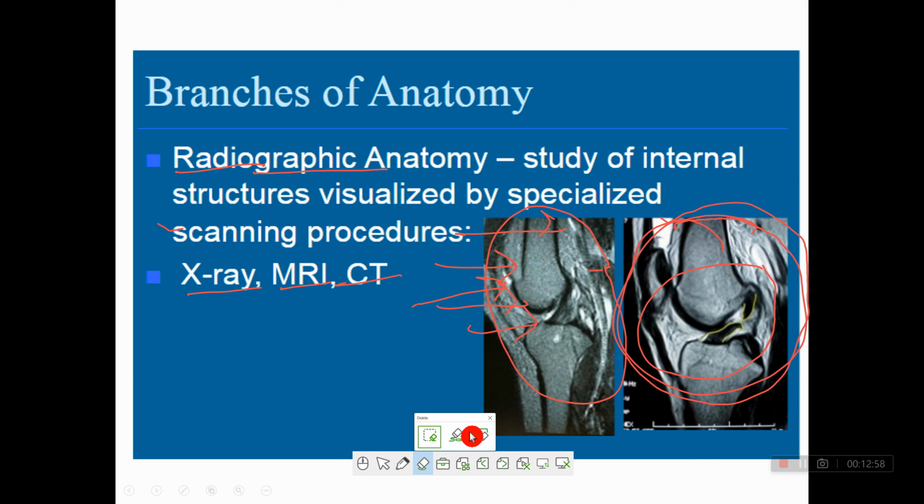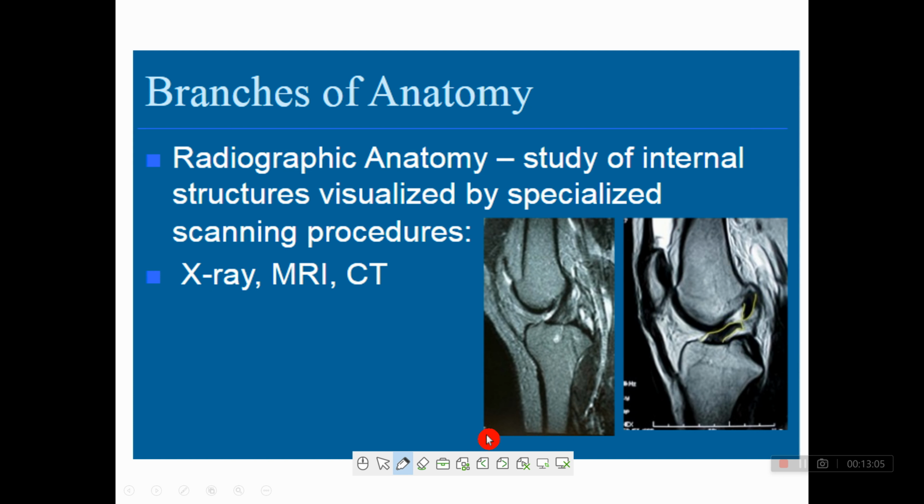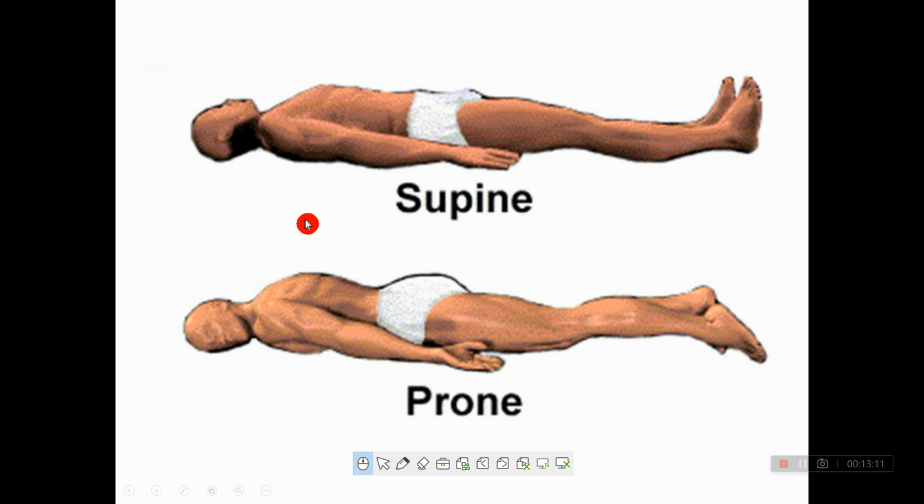Alright, hope you are getting the branches of anatomy, what the different branches are and how these different terms differ from each other. Now we are talking about the different positions of the human body, and if we are in a certain position, what terminology is used in anatomy for these positions.